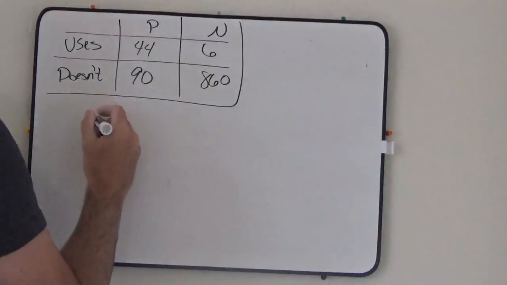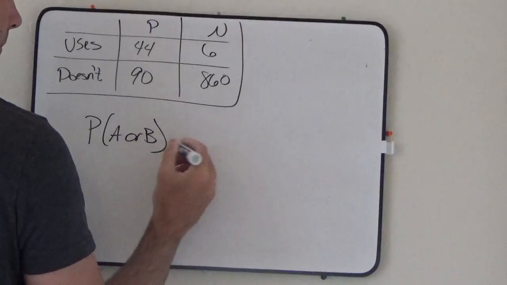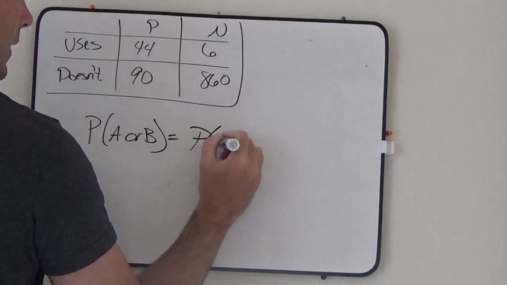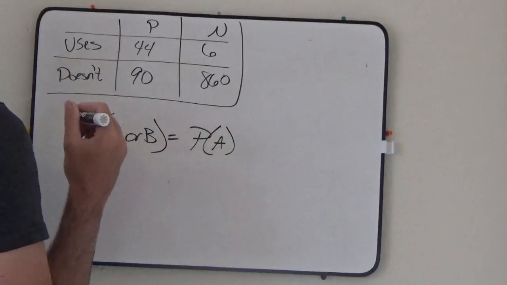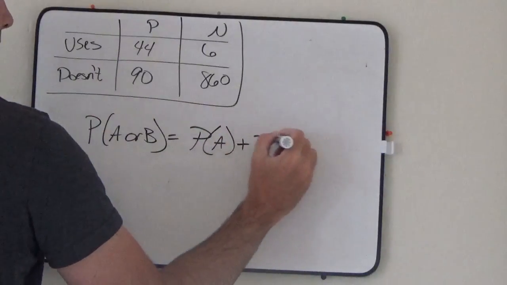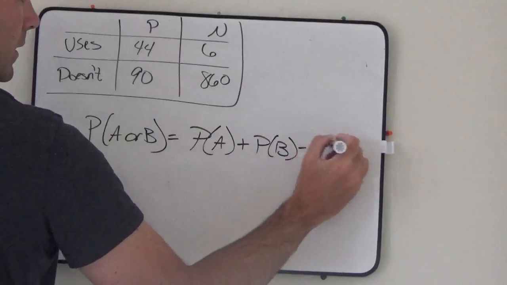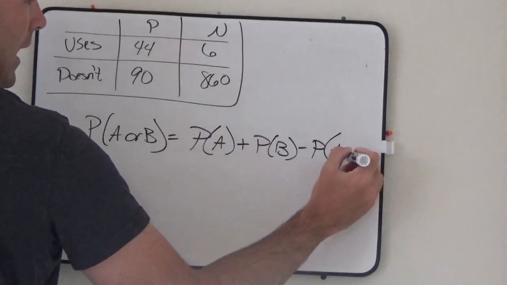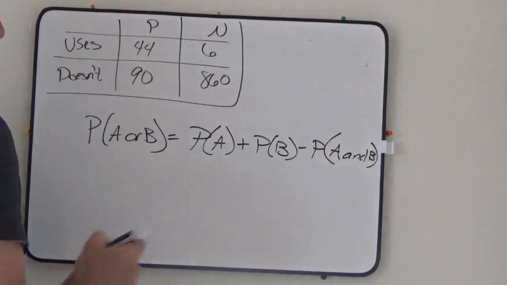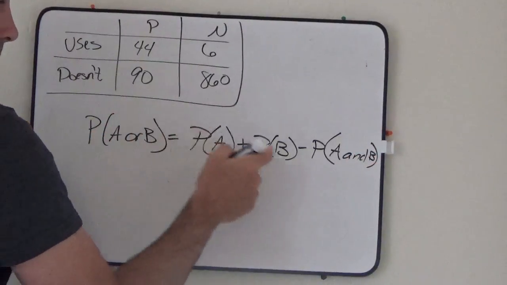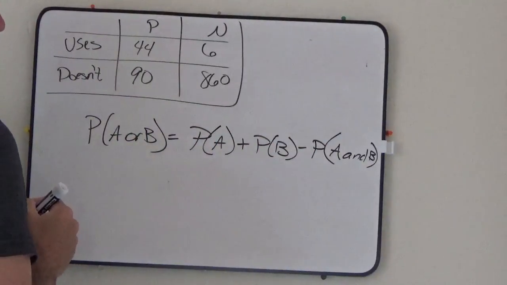The probability of A or B is going to be the probability of A plus the probability of B minus the probability of A and B together, okay? Probability of just A plus probability of just B minus the probability of both of them occurring.